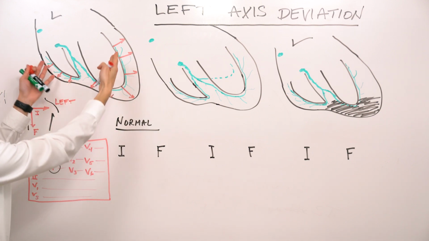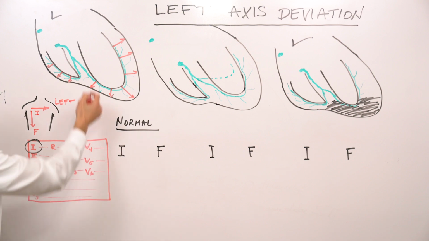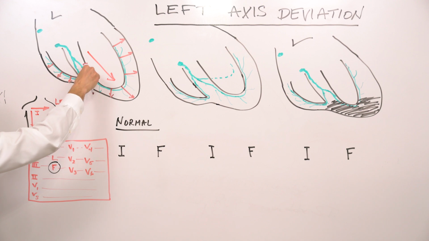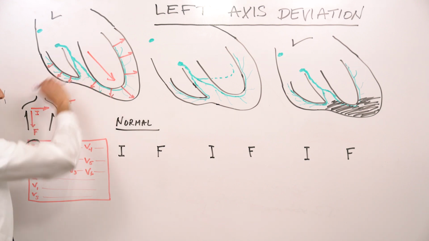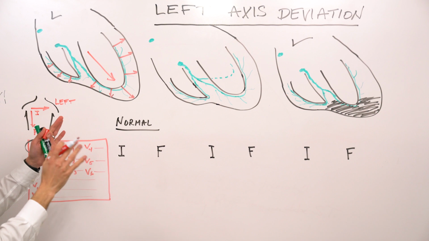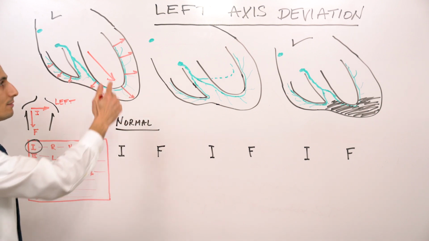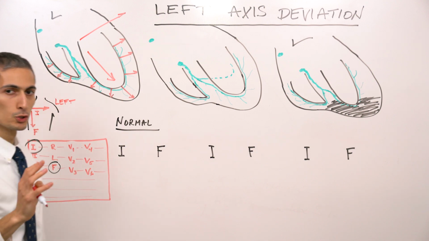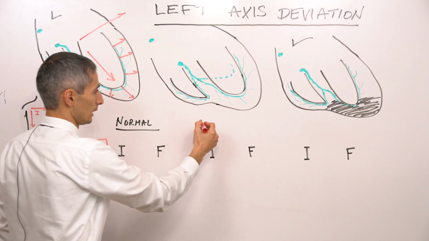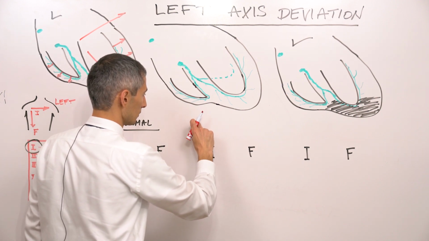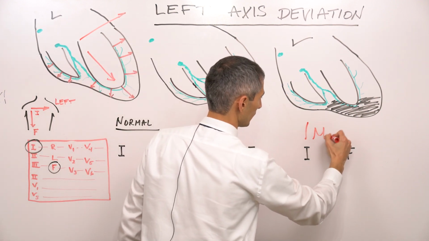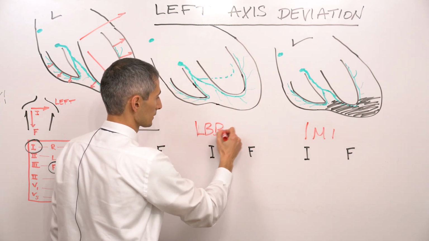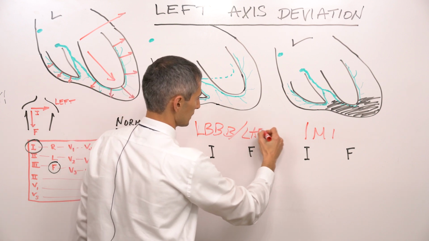And that usually results, as you can tell by the visual sum of these arrows, in a mean axis that is somewhere between straight down, 90 degrees, and straight to the left, 0 degrees. So what would cause the axis to be abnormally deviated leftward, meaning pointing that way? I'm going to give you two important categories, and those are inferior myocardial infarctions and left bundle branch blocks or left anterior fascicular blocks.